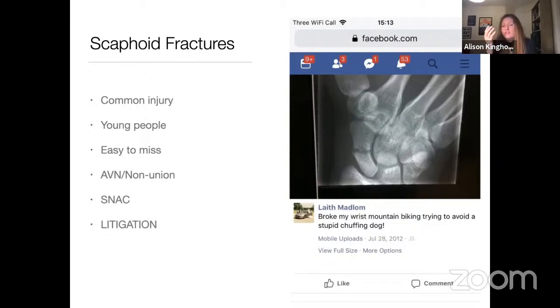This is, as I say, a fall on an outstretched hand, which is exactly what he did. He went over the front of his mountain bike, bang, scaphoid broken. Now, this one is obviously not hard to see. Frankly, you could drive a bus through this scaphoid fracture here, but they are often really sneaky.